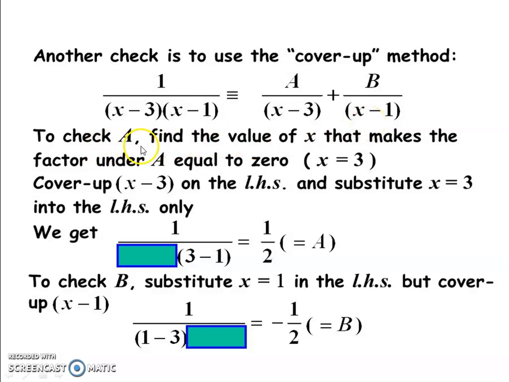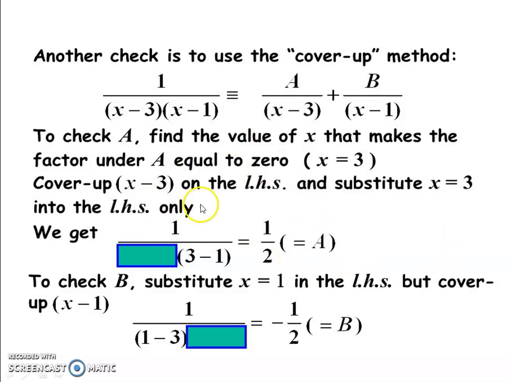To check capital A, find the value of x that makes the factor under capital A equal to 0, that is x equal to 3. Cover up x minus 3 on the LHS and substitute x equal to 3 into the LHS only. We compare 1 upon (x minus 3)(x minus 1) with capital A upon x minus 3 plus capital B upon x minus 1.